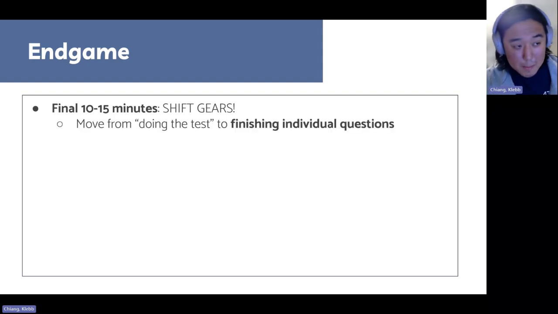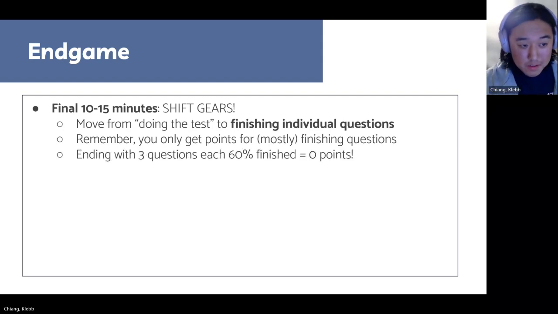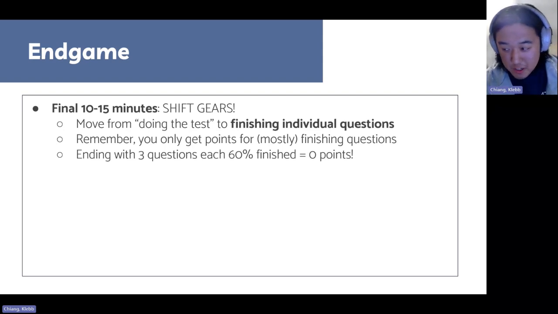And the reason is we're at a point now where you should be focusing on finishing individual questions, not doing the test in general. And I make that distinction because you only get points for finishing questions pretty much. Remember, you get 100 points off for starting at your third error. So if you make 6 errors, you're probably not getting any points on that question, right? So we're at a point now towards the end where you really should be focusing on trying to finish every question you can. Okay. Here's the example. If you end with 3 questions, each finish 60%, that's 0 points, usually.